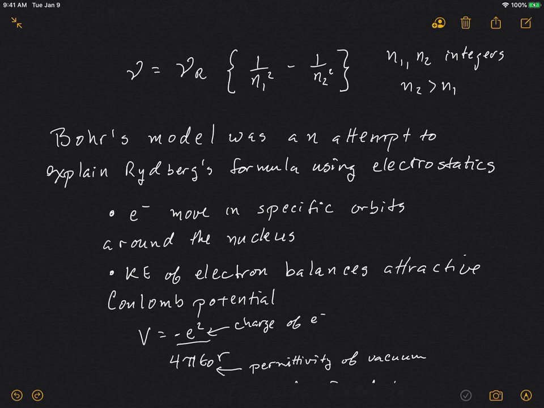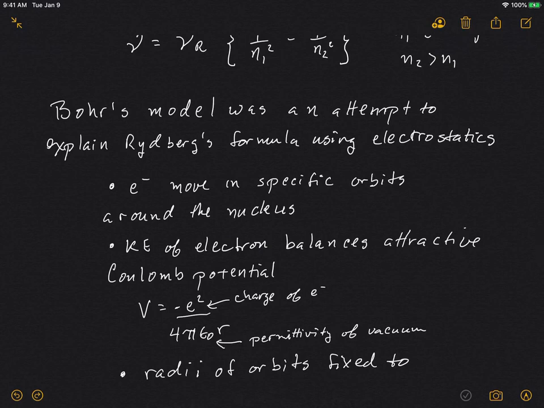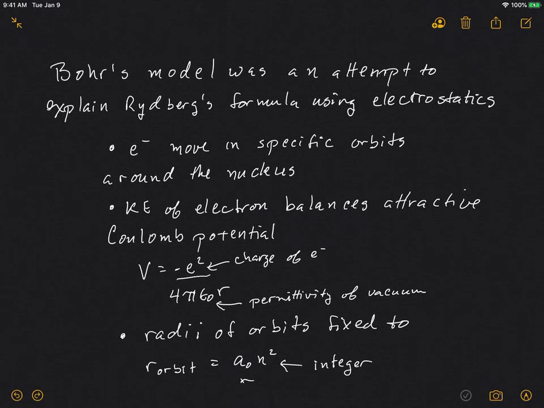And at this point, the electrostatic theory said that there was a Coulomb potential of a charged particle, and it was minus e squared over 4 pi epsilon naught r, where e is the charge of an electron, and epsilon naught is the permittivity of vacuum, and r is the distance between the two charges, between the positive and the negative charge.